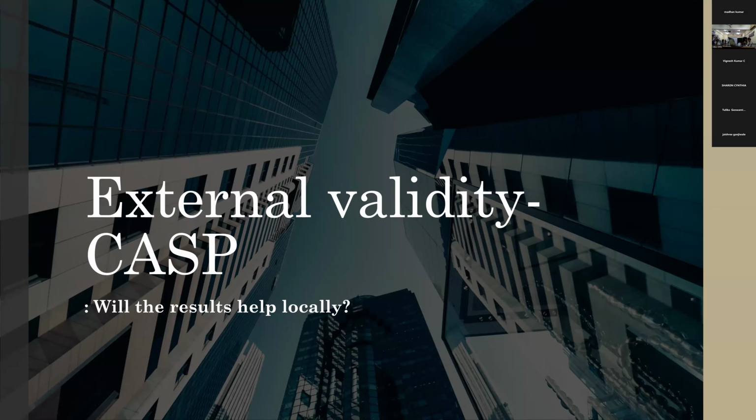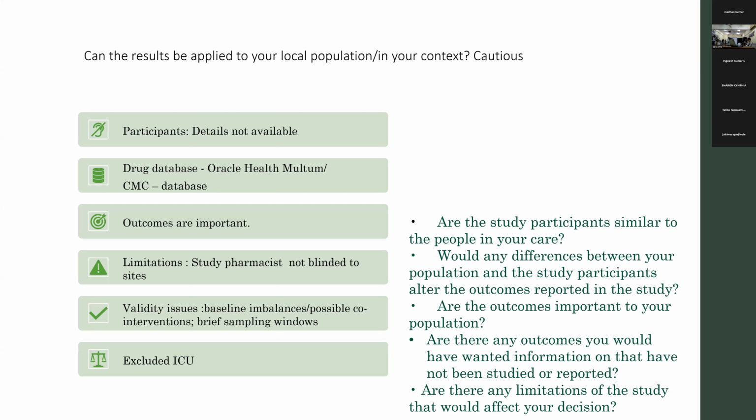Coming to the third part, external validity. Will it help locally? Can it be applied to a local population in your context? Here, the participant details, the type of patient, they have not explained. The drug database for the EMR they use is something called Oracle Health Malta. At CMC, we have developed our own database. The database usually determines what type of alert is given. Maybe that might be different.